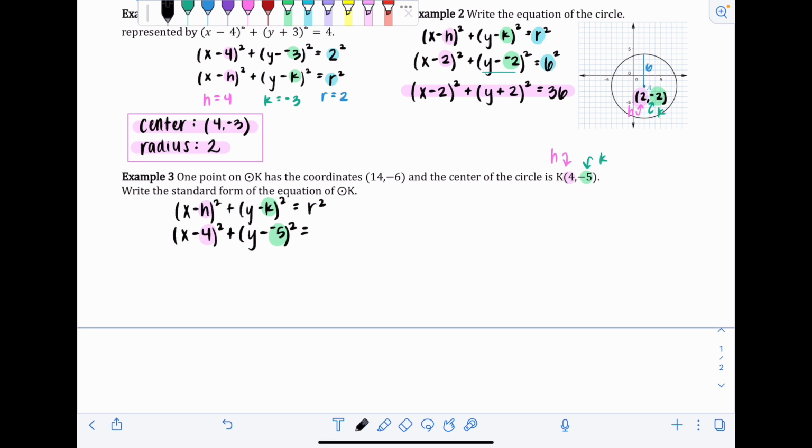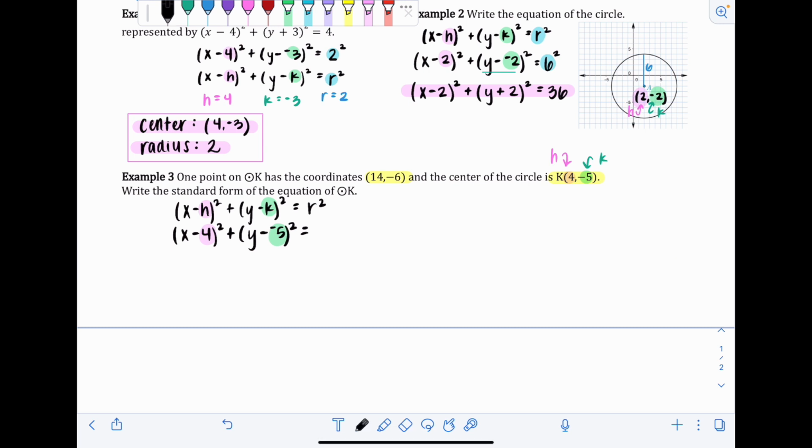So we don't know the radius yet. It doesn't tell us what the radius is, and we don't have a picture to just count it. It says one point on circle K has a coordinate at (14, -6), and then the center is (4, -5). If you picture any circle, with a center and a point on it, the radius is the distance between the center and that random point on the circle. We have the distance formula that lets us find the distance between any 2 points, so that's what we have to use to find the radius in this case.